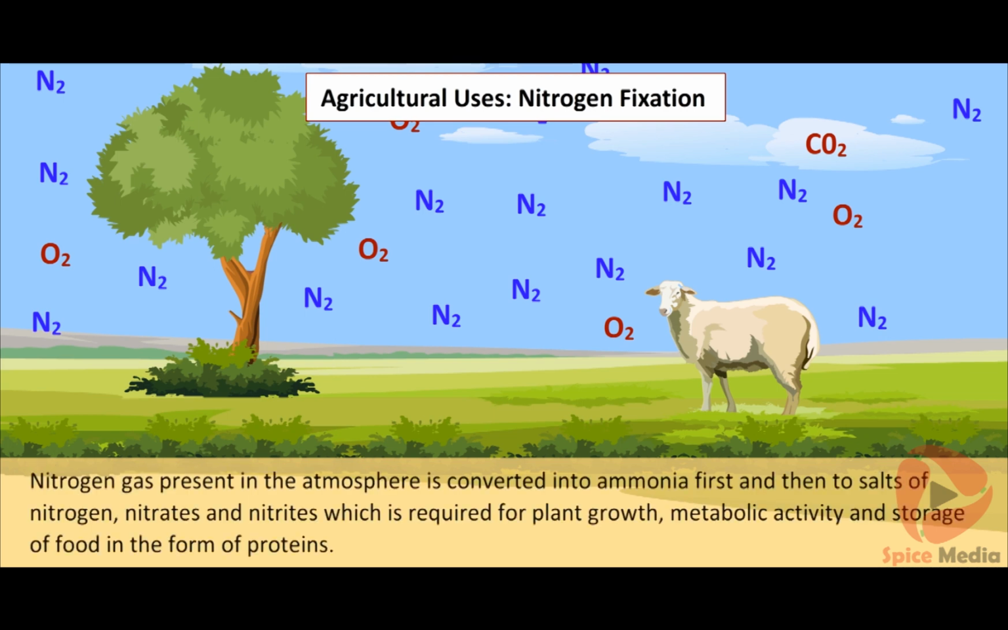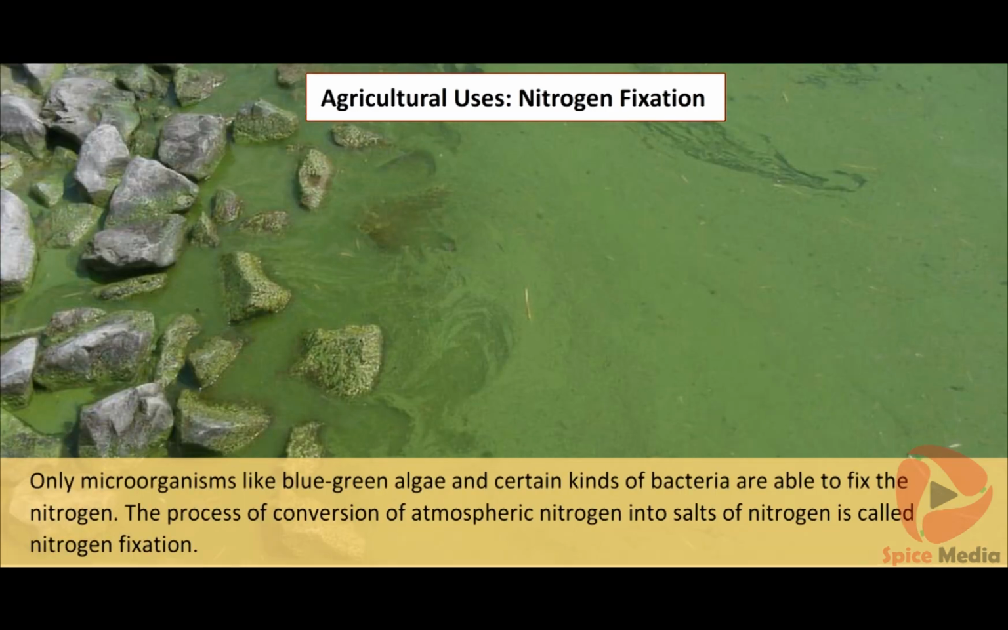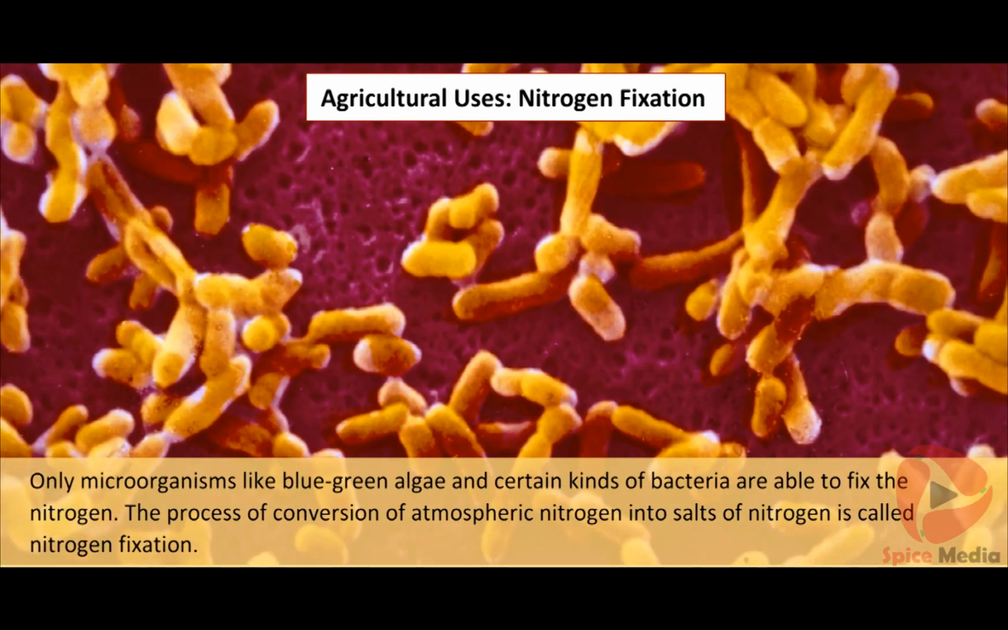If nitrogen gas present in the atmosphere has to be used up by the plants, it must be converted into ammonia first and then to salts of nitrogen, namely nitrates and nitrites, which are required for plant growth, metabolic activity, and storage of food in the form of proteins. Only microorganisms like blue-green algae and certain kinds of bacteria are able to fix the nitrogen. The process of conversion of atmospheric nitrogen into salts of nitrogen is called nitrogen fixation.